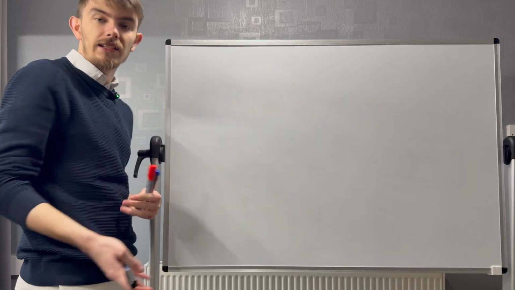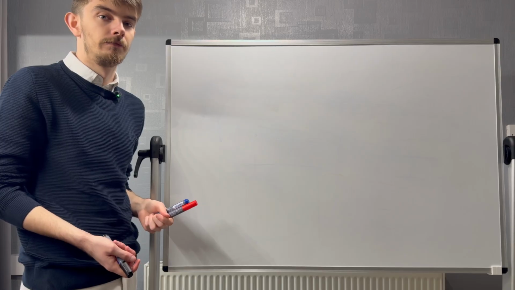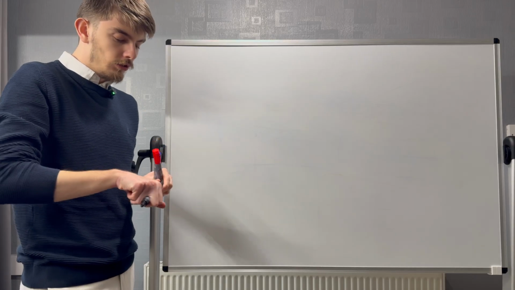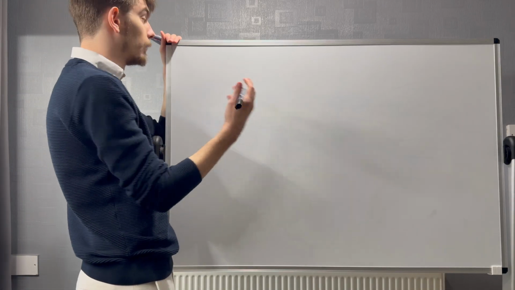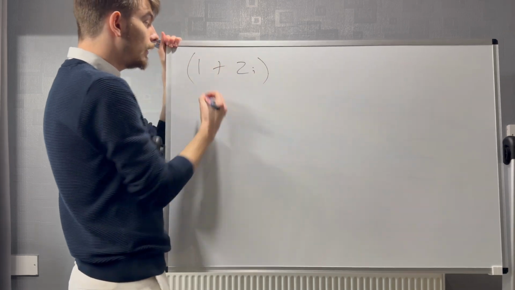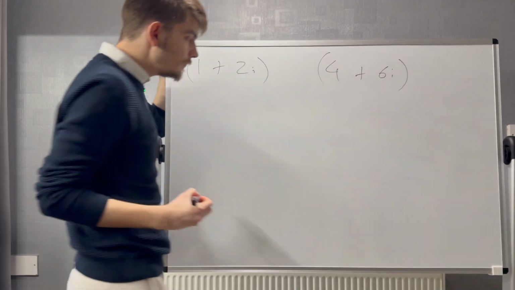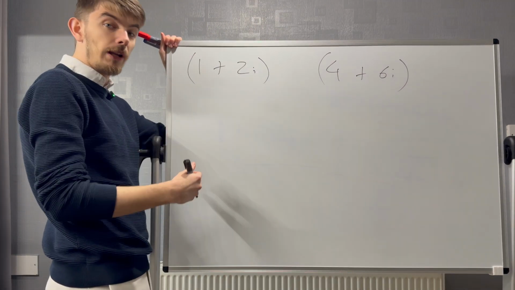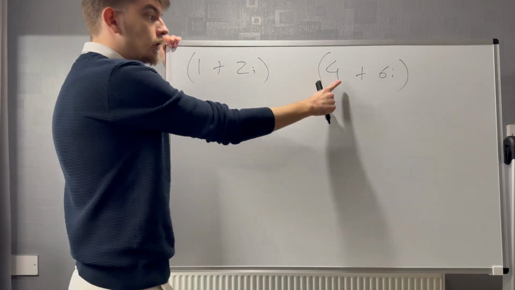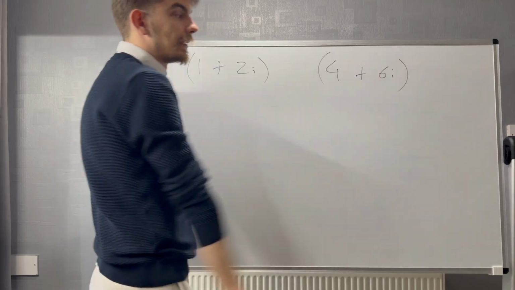How do you add a complex number to a complex number? How do you add an imaginary number to an imaginary number? Right, I'm going to start with two complex numbers. Keeping it nice and simple, 1 plus 2i and 4 plus 6i. Remember, these are both complex because they have a real part, the 1 and the 4, and an imaginary part, a 2i and a 6i.